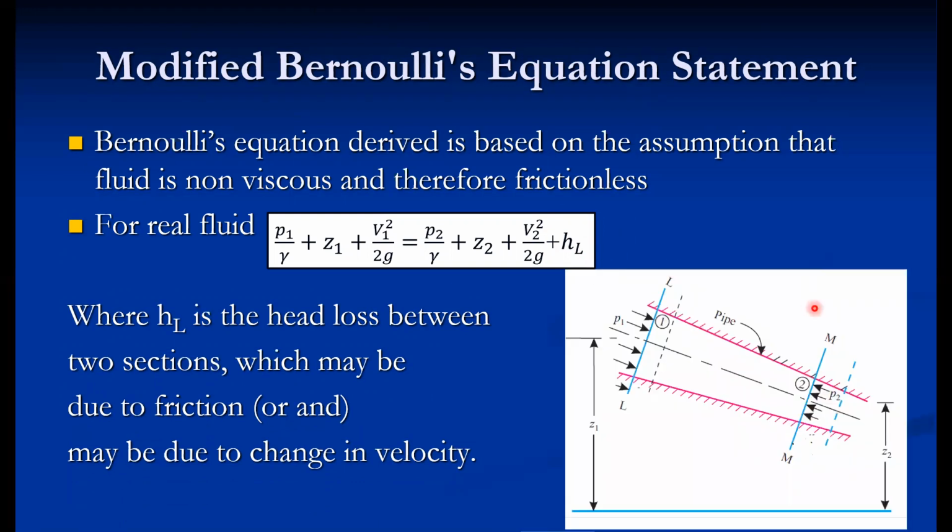Suppose the fluid is flowing through this closed conduit, and this is the taper section. Here, because of fluid friction also, some losses occur: the friction between fluid particles, and friction between fluid and the pipe wall. So friction losses are there. And as the velocity is continuously changing, due to change in velocity also there are some losses. So that HL takes into account the losses.